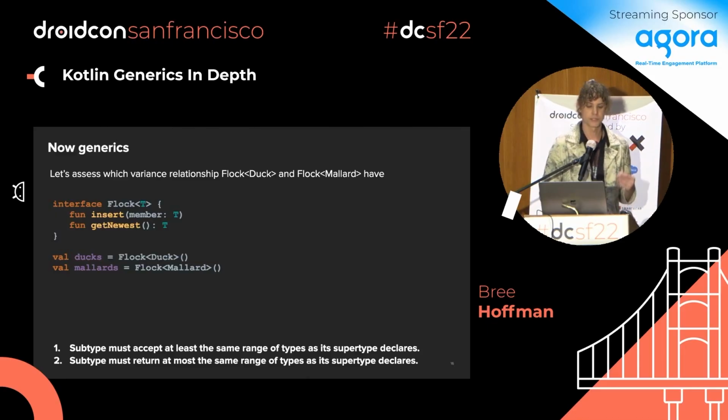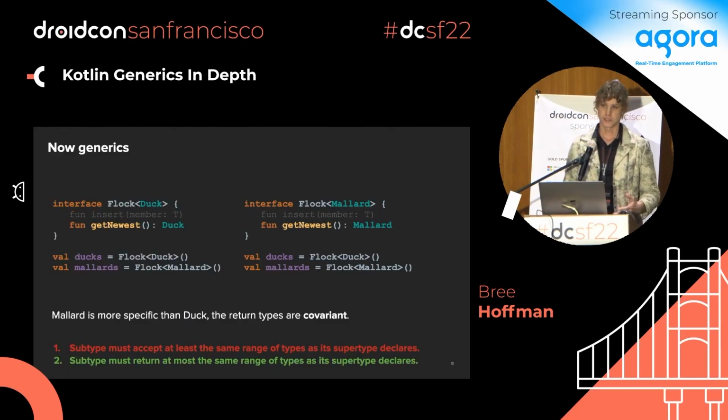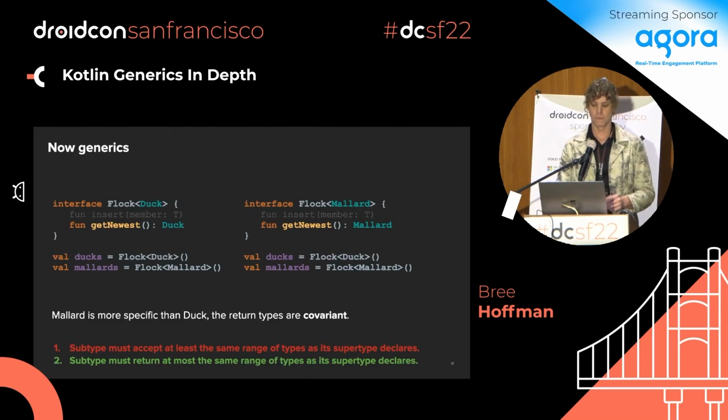So now we're using T, and we have a flock. It returns whatever you put into the flock, and it also accepts it. So I'm just going to do the exact same thing and show how we can run the test. If we have a duck and a mallard, you'll once again see that there's a contravariant relationship on the argument types. Flock of mallards is not a subtype of a flock of ducks. But if we look at the second rule, it passes again, so there is a covariant relationship on the return types.